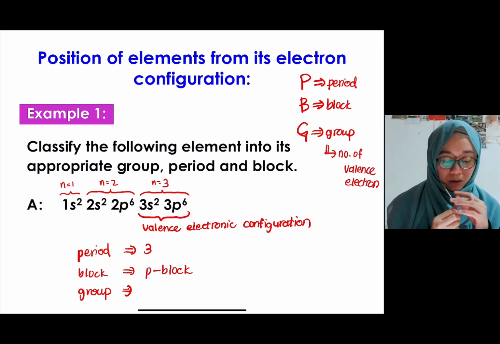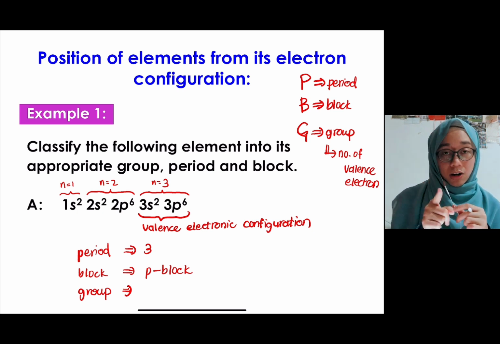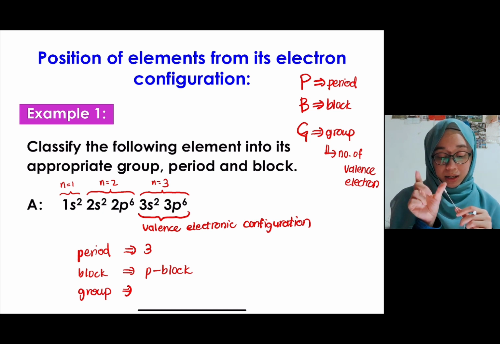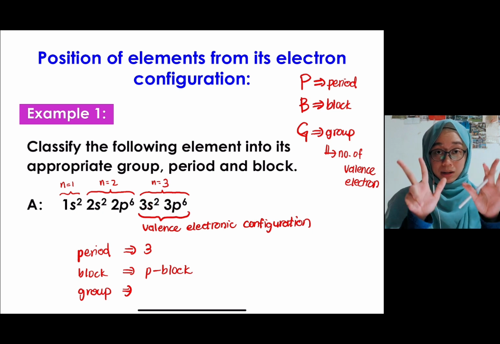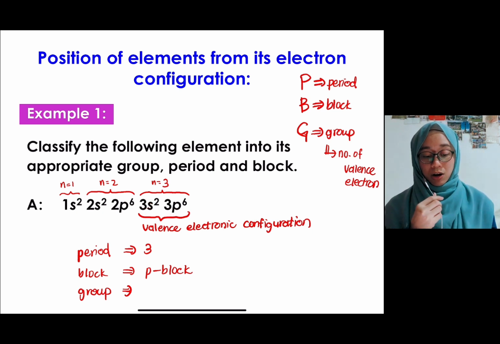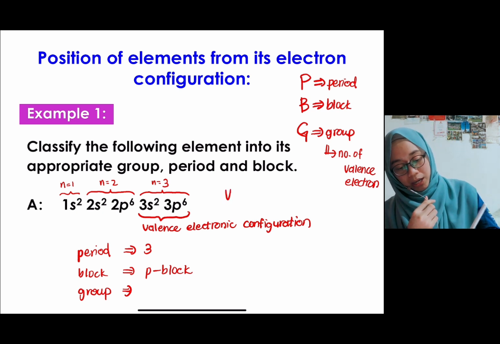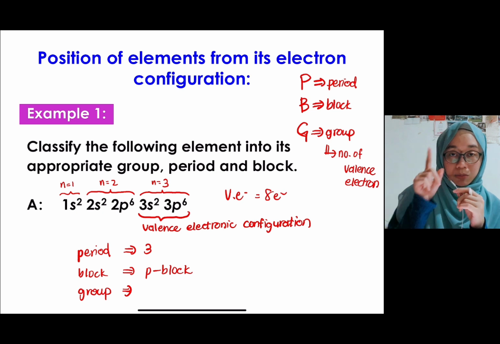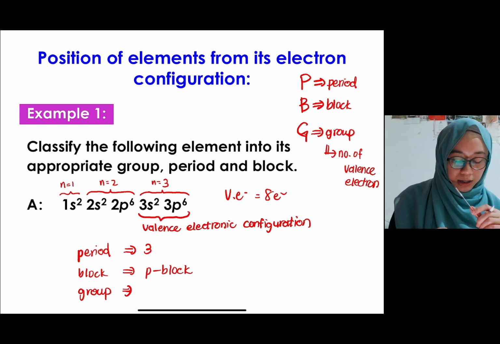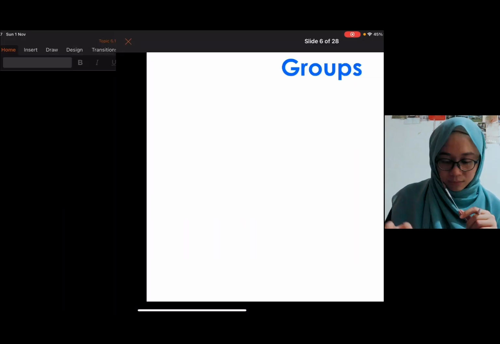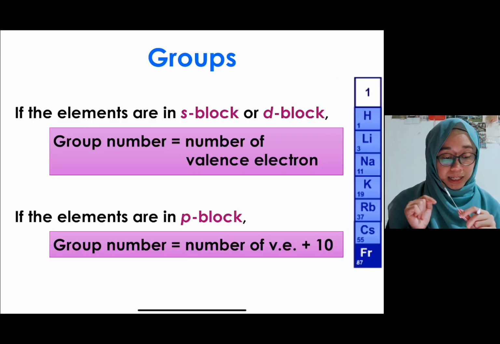Okay, so the number of valence electron pula adalah kita kena tambahkanlah the one yang dalam 3s2 and also dalam 3p6. Therefore, kamu dapat 8. Okay, so the number of valence electron untuk kita punya A adalah 8 electron. Okay, tapi kamu try pergi balik kepada this slide. Okay, ingat balik di slide tadi.